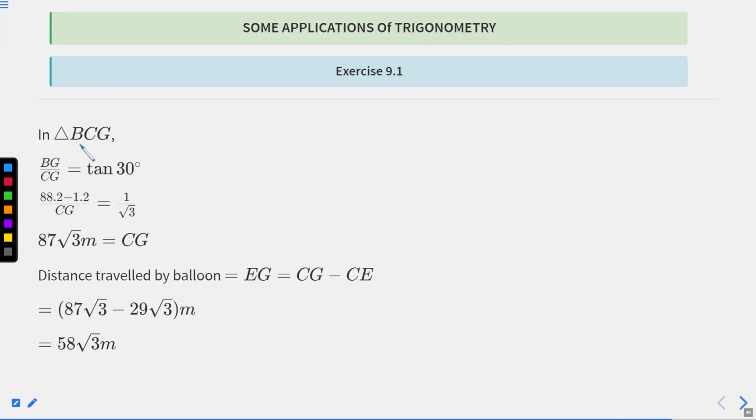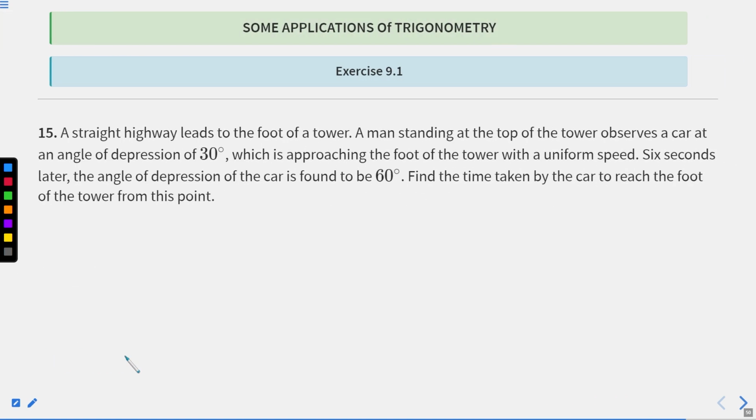Okay, and in triangle BCG, BG by CG is equal to tan 30 degrees, and it implies CG is equal to 87 times root 3 meters. So the distance traveled by the balloon is equal to EG, that is equal to CG minus CE, and this is equal to 87 times root 3 minus 29 times root 3 meters, and this is equal to 58 times root 3 meters. Okay, so now let us move to the next exercise.